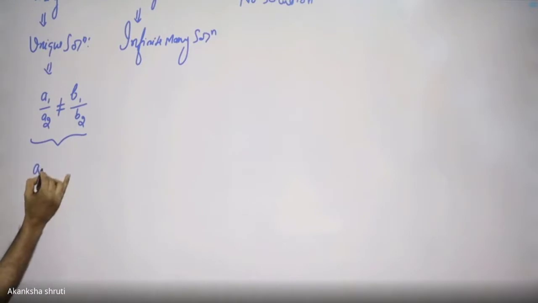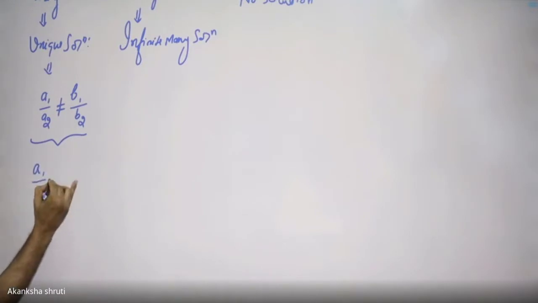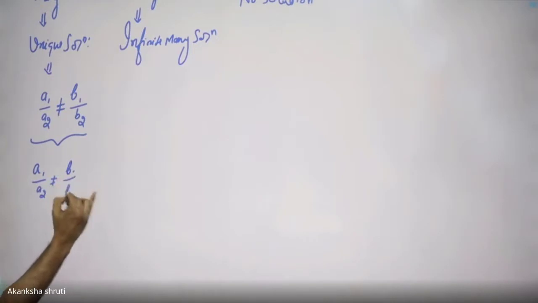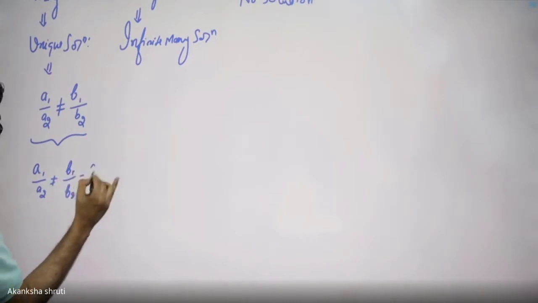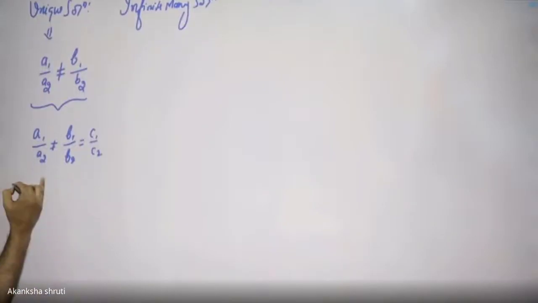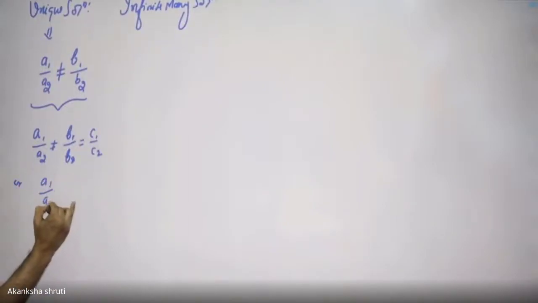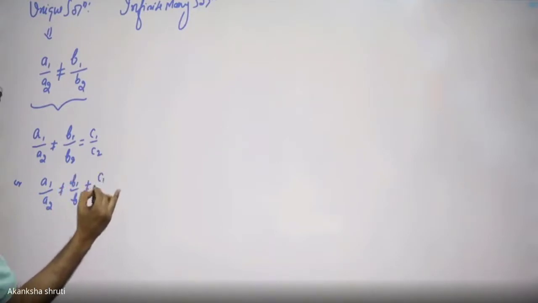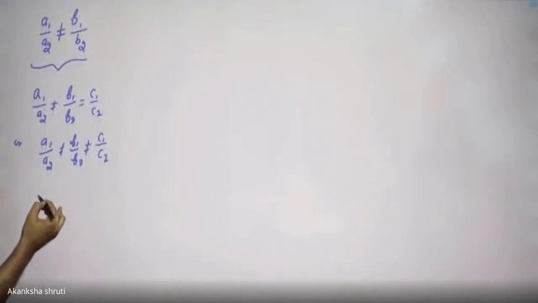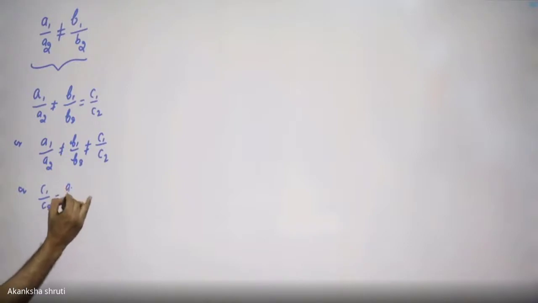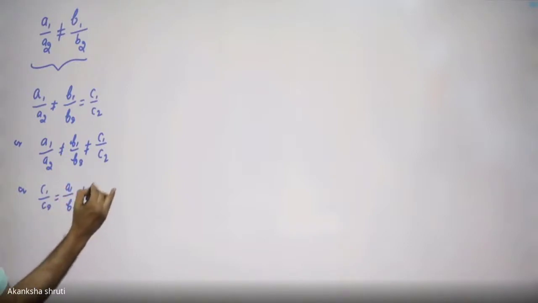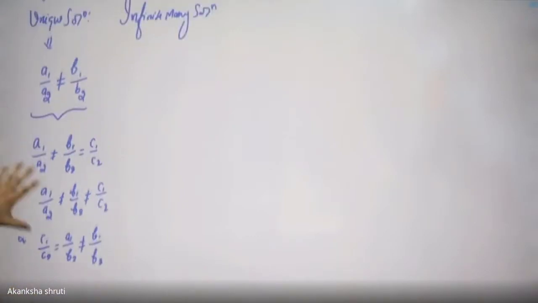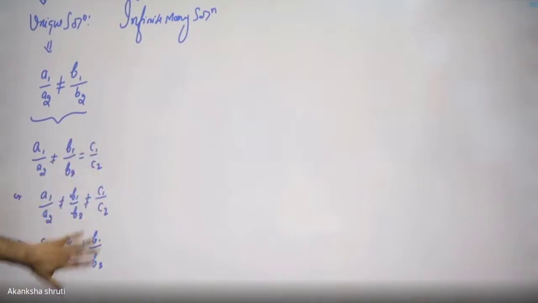This includes your two things. It may be possible that A1 by A2 is not equal to B1 by B2, and this may be equal to C1 by C2, or A1 by A2 not equal to B1 by B2 may not be equal to C1 by C2. So any possibility is there. Or even it may be possible that C1 by C2 is equal to A1 by A2, but it is not equal to B1 by B2. This may be possible. So in all these conditions, no need to check the C1 by C2 ratios.